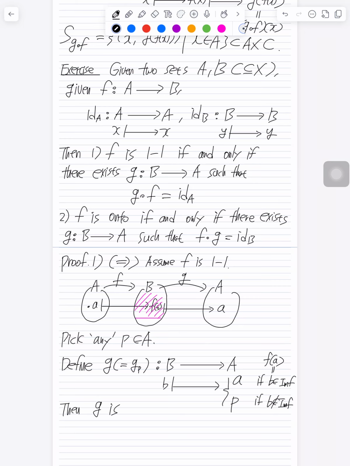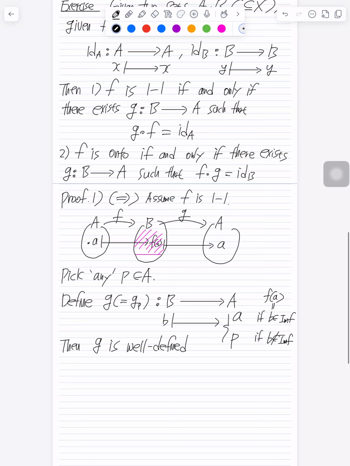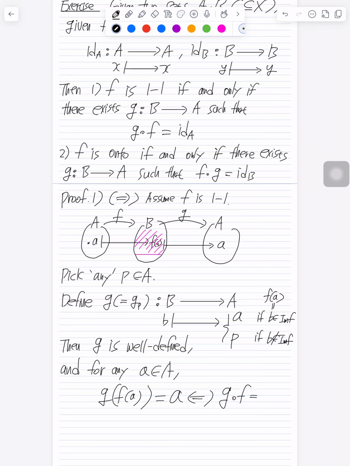It is clear because each element of the domain is uniquely assigned to the codomain in this situation, and you can see that for any small a in capital A, if you first start from B written as f of a, then if you just apply the definition of g, by this rule we know this should be a. This is equivalent to saying g circle f equals the identity with respect to A.